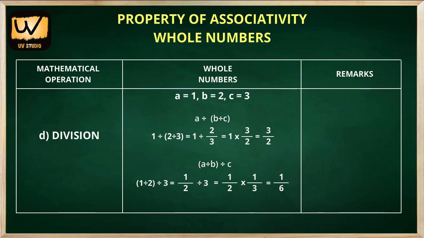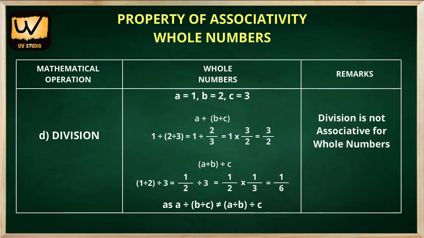See the LHS. It was 3 upon 2. See the RHS. It is 1 upon 6. As A divided by brackets B divided by C is not equal to brackets A divided by B divided by C. What is the remark? Division is not associative for whole numbers.